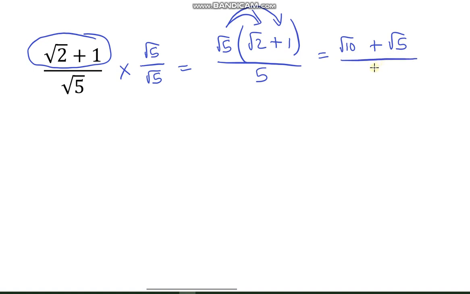And then on the bottom, sorry, we've got 5. And I don't think we can simplify this any further. No, these are as simplified roots as we can get. We can't factor out anything from both of those. So that there is our final answer.